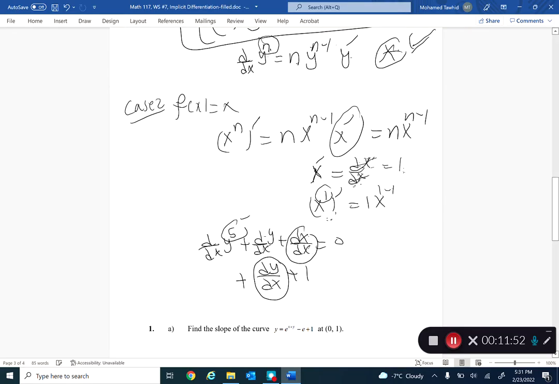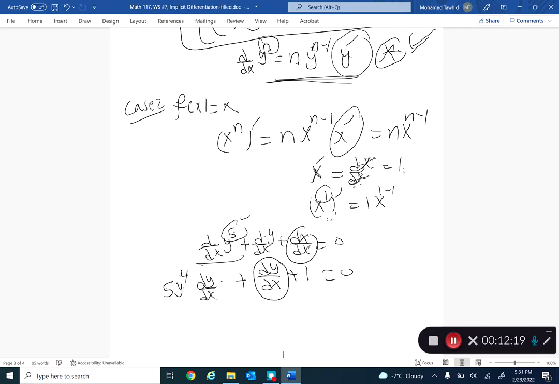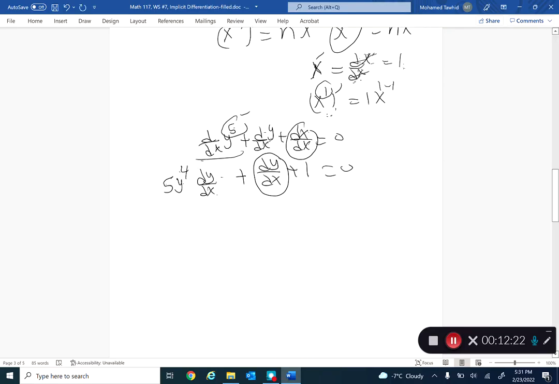Now this one here, I need to apply the rule. That is my rule. So what is your n? Your n is 5. So you have 5, y to the 4, n minus 1 which is 4, and y prime, which is dy by dx. Right? So I took the derivative of the first term, 5 y to the 4 dy by dx, I need to find, plus 1 equals 0. So that is step number 1. I took the derivative of both sides.